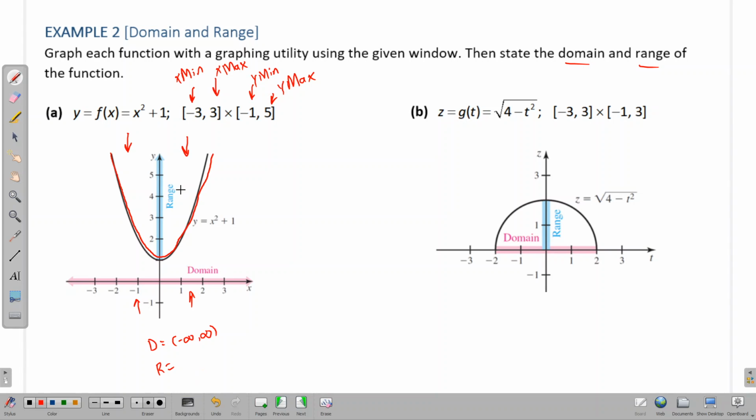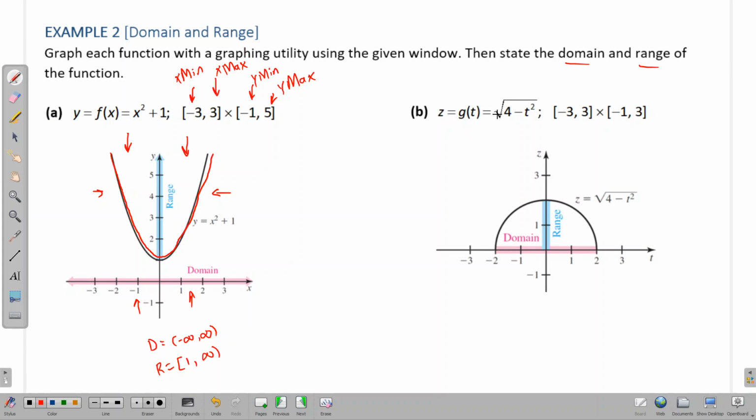Okay, range. To get the range, we think of smushing it onto the y-axis, pressing it this way, and what would be covered then. We can see the range is from 1 up to infinity, and 1 is included, so 1 to infinity.